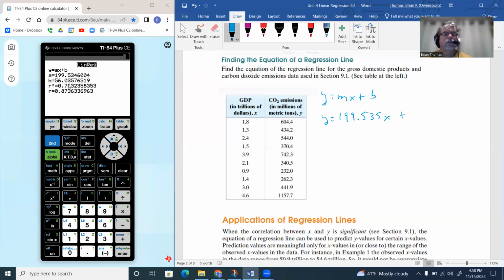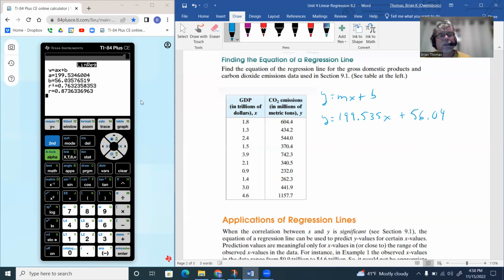And we'll round this to 2 decimal places. So we have this 56.0. And then I have to decide, do we keep the 3 or do we round up? So since there's a 5 after the 3, that 3 has to round up to a 4. So it's going to be 56.04.